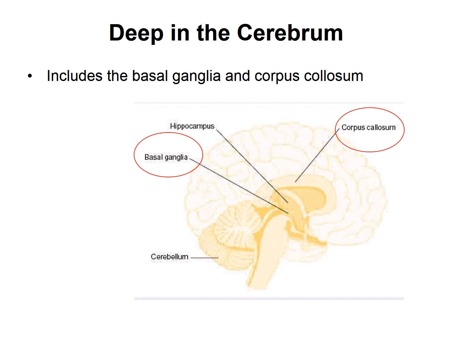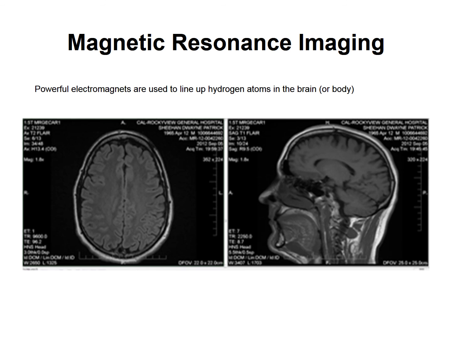The corpus callosum is really important because it links the left and right hemisphere, allowing them to communicate freely. Without that, we would have a lot less freedom in our movement and expression and ability to function normally.